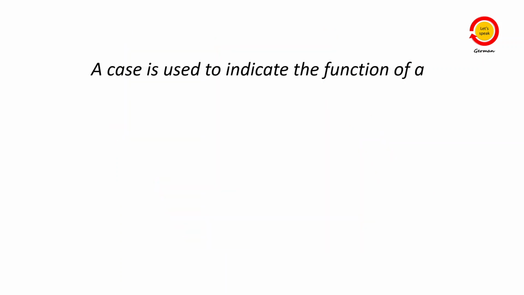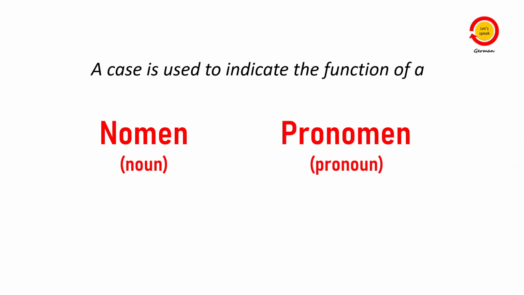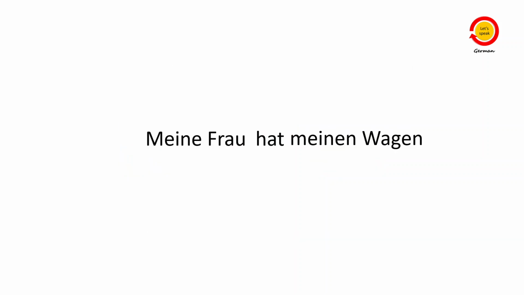A case is used to indicate the function of a Nomen, noun, or a Pronomen, pronoun. That is, either doing the action or receiving the action in a sentence. Zum Beispiel, or for example, in the sentence Meine Frau hat meinen Wagen. Or my wife has my vehicle.